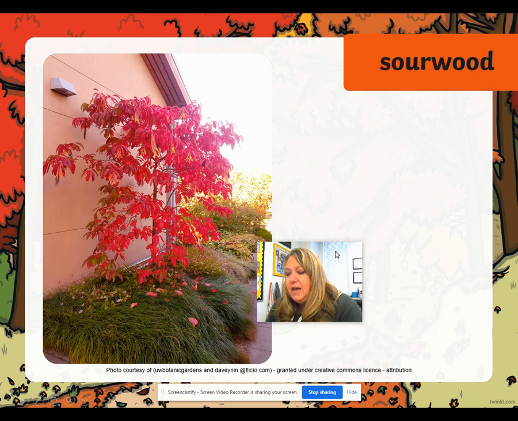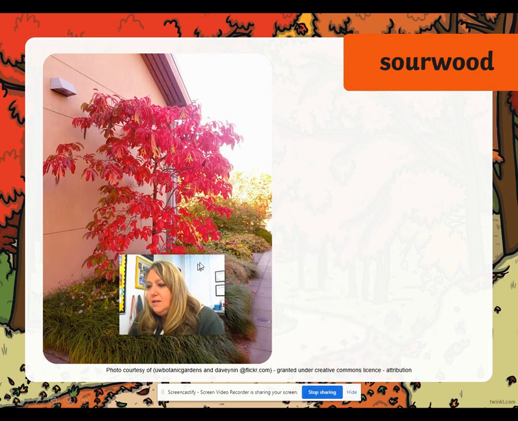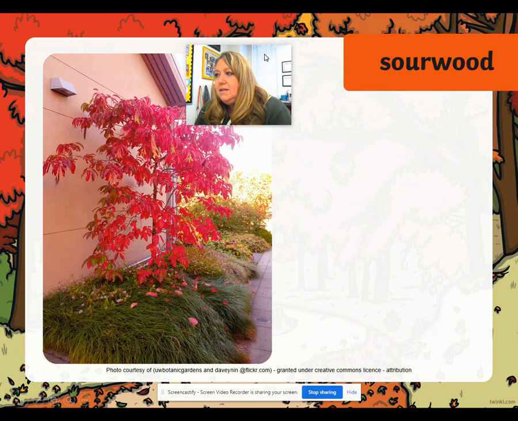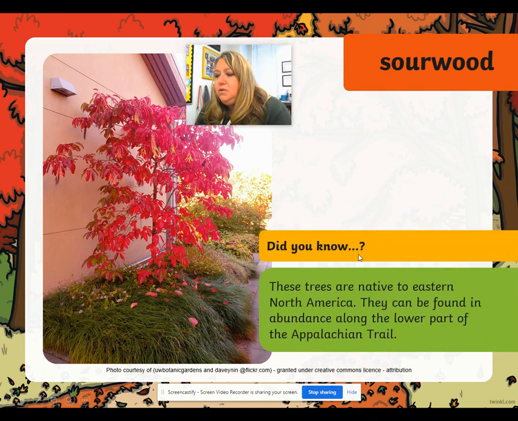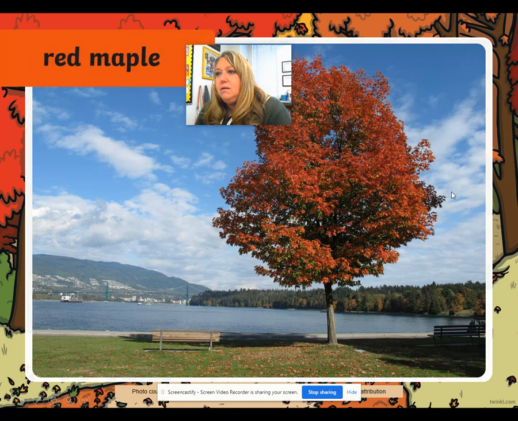Oh, here's a really pretty tree. This tree has really bright red leaves in the fall. This is called a sourwood tree. Did you know these trees are native to eastern North America and they can be found in abundance along the lower part of the Appalachian Trail? So these are really pretty trees. We probably don't see a lot of these kind of trees in our neck of the woods either.